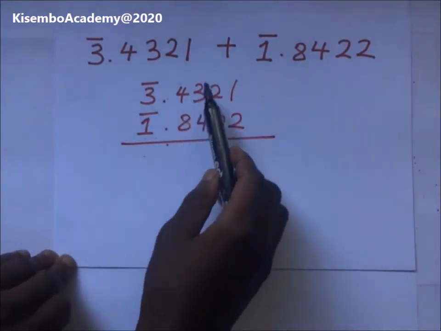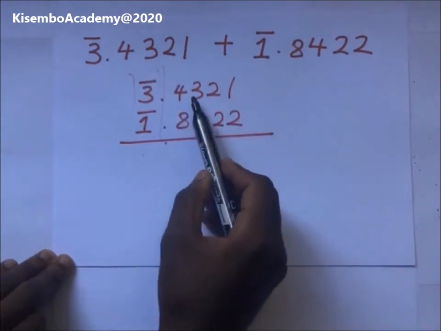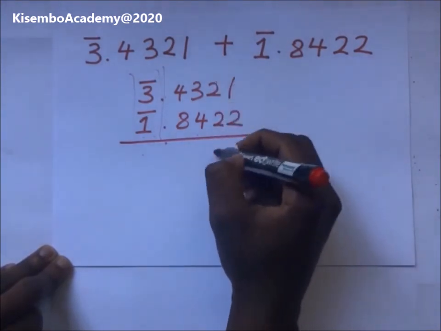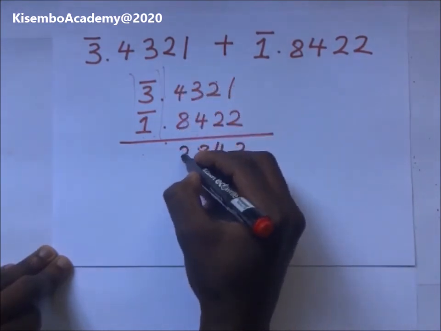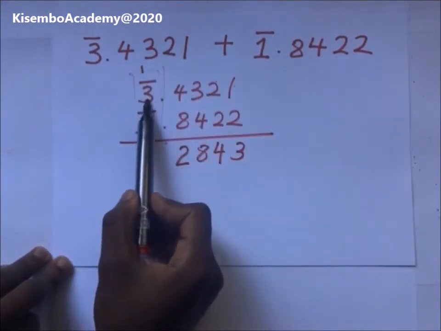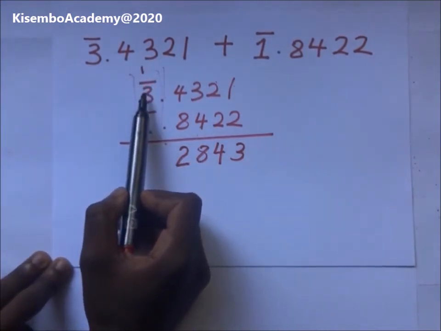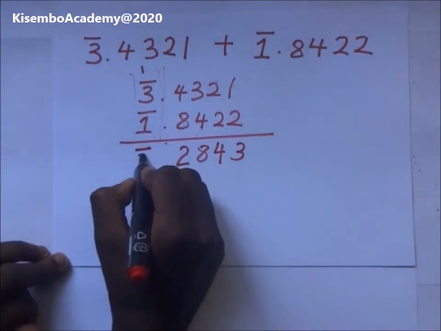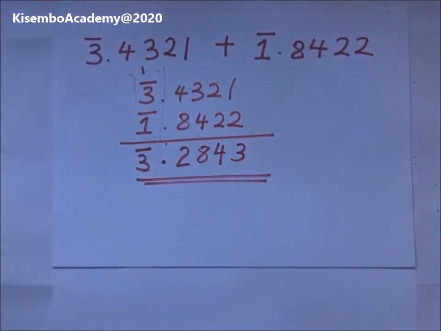In adding those, still we treat the characteristic side independently of this side. So these ones are positives. 1 plus 2, this is 3. Then we have 2 plus 2, which is 4. We have 3 plus 4, which is 8. We have 8 plus 4, which is 12. So this is becoming 2. We carry 1 here. So it becomes 1 minus 3 minus 1. So 1 minus 3 is going to give us negative 2. The negative 2 plus negative 1 will give us negative 3. So this becomes bar 3.2843. That's how we deal with that arithmetic.